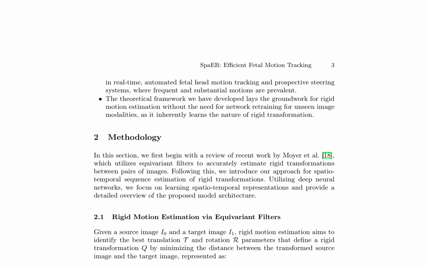The research paper presents a novel approach for real-time fetal head motion tracking, utilizing deep neural networks to learn spatio-temporal representations. This approach, named SpaER, is designed to efficiently estimate rigid transformations between image pairs without requiring network retraining for unseen image modalities. The methodology builds upon recent work by Moyer et al., which uses equivariant filters to accurately estimate rigid transformations between pairs of images.